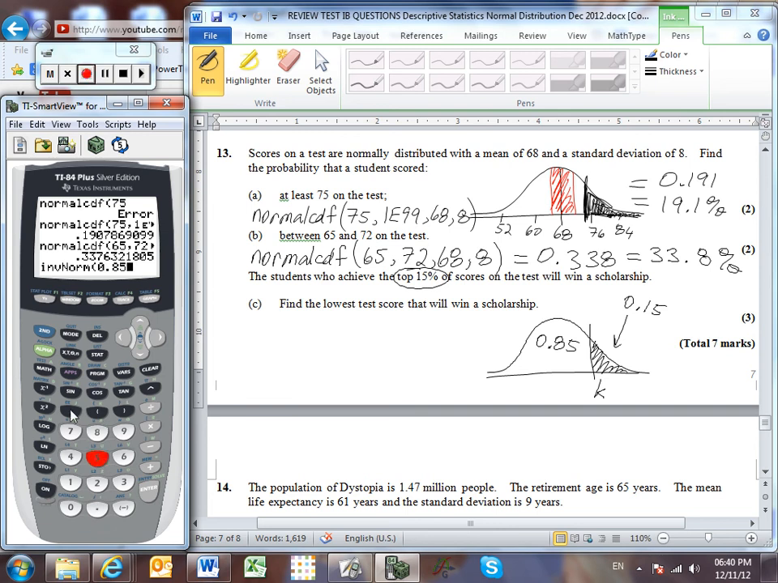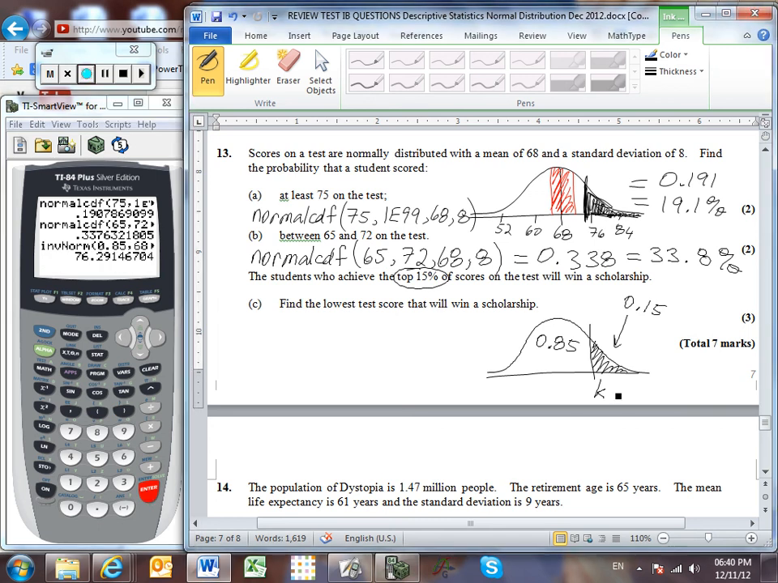So we'll go to inverse norm, and we're going to use 0.85. And then our mean is 68 and our standard deviation is 8, and it'll tell you that this K value is approximately 76.3. Now, in order to show my work, I should write down the fact that I'm using the inverse norm, and I used 0.85 because 85% is below. You always have to know the percentage below your K value. And so if necessary, subtract it from 100% in order to get the other side. And that's going to give me an answer of 76.3. And I'm done.